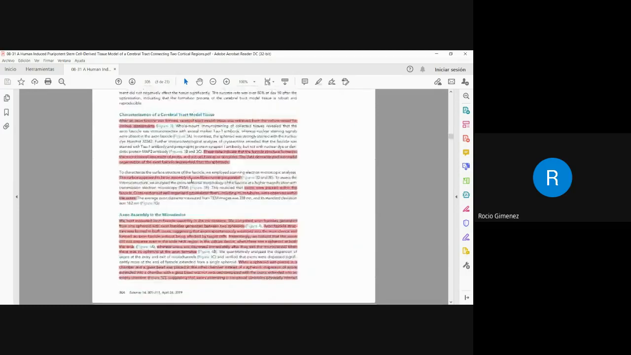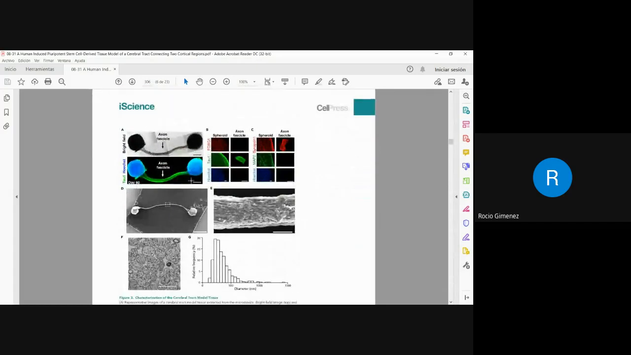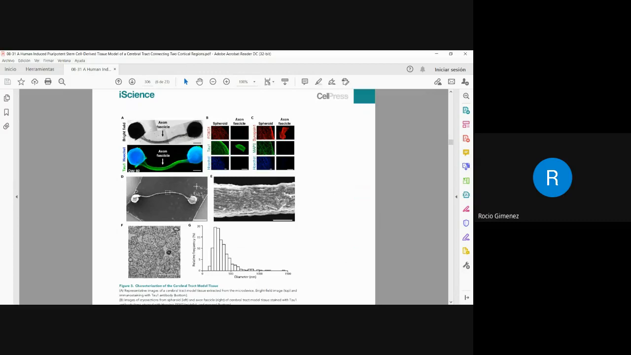So, after the axon fascicle was formed, the cerebral tract model tissue was retrieved from the culture vessel for different assessments. And the data indicated that the fascicle structure was made of axons and not cell bodies or dendrites. The surface and cross-section observation of the fascicle revealed that the axons were tightly packed and organized in parallel.